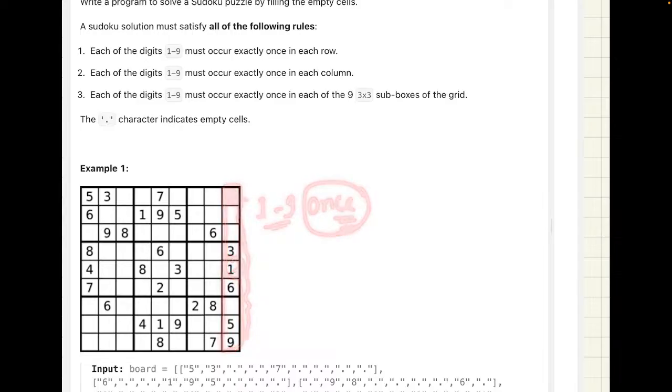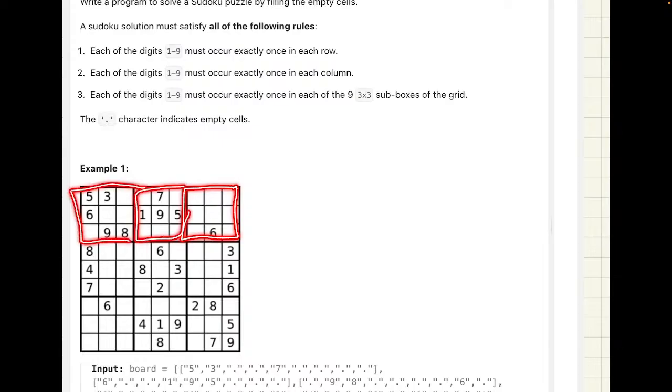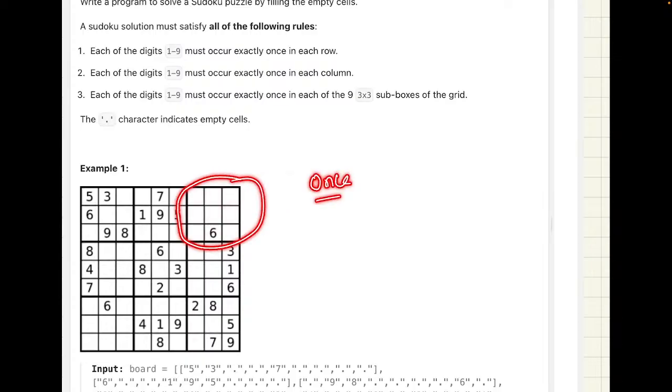And third, each of the digits 1 to 9 must occur exactly once in each of the 9 sub-boxes of the grid. This is called a sub-box, and there are 9 such sub-boxes. Each of these digits, 1 2 3 4 5 6 7 8 9, must appear exactly once, so 6 cannot appear twice here.